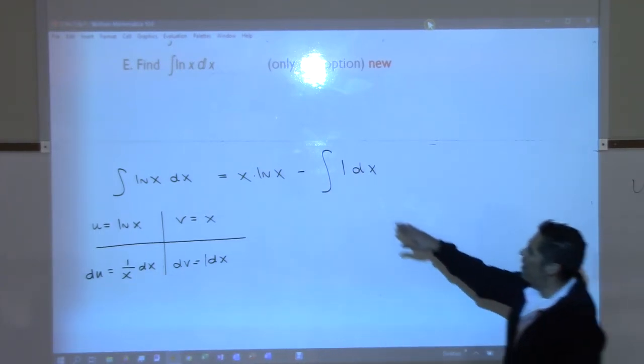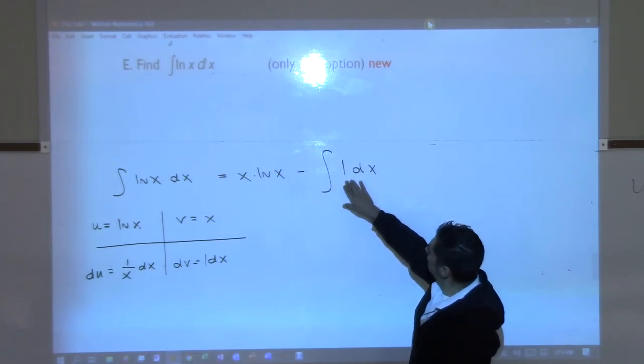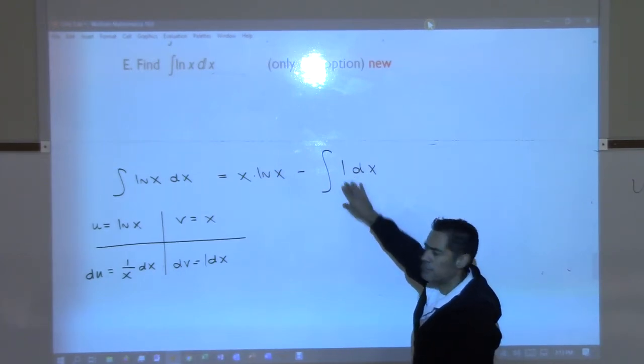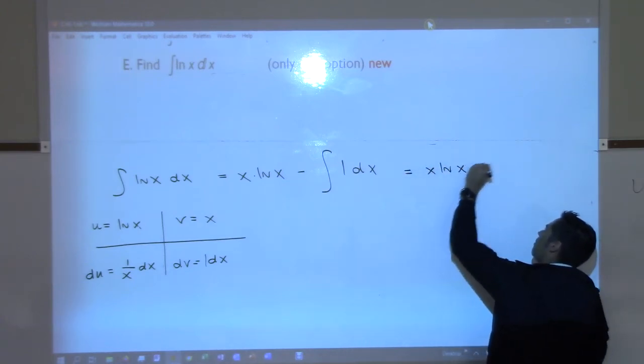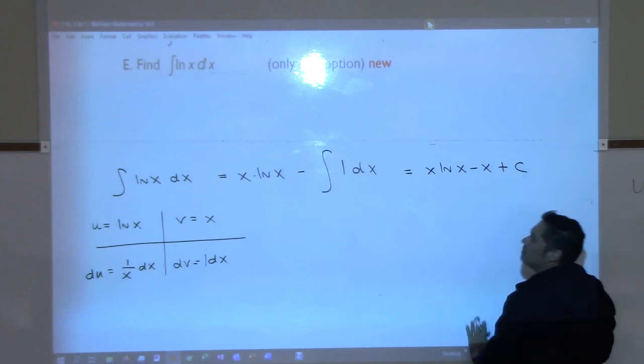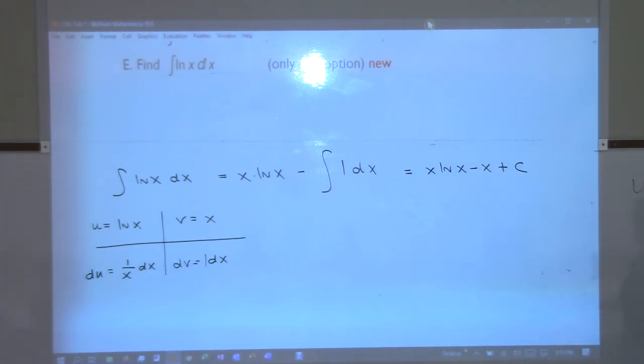So what do we have then for the antiderivative of 1? Didn't we just do that? The antiderivative of that's just x, right? So this is just x ln x minus x plus c. So that is the antiderivative of natural log of x. It's x ln x minus x.